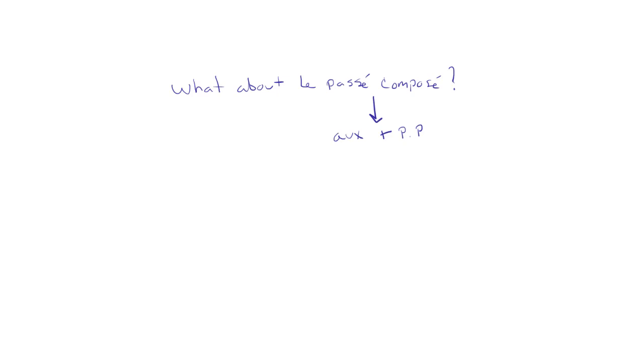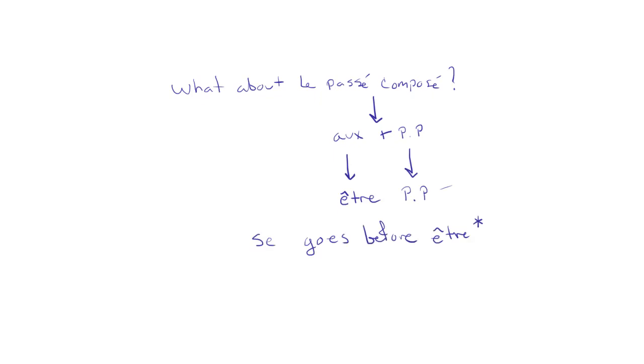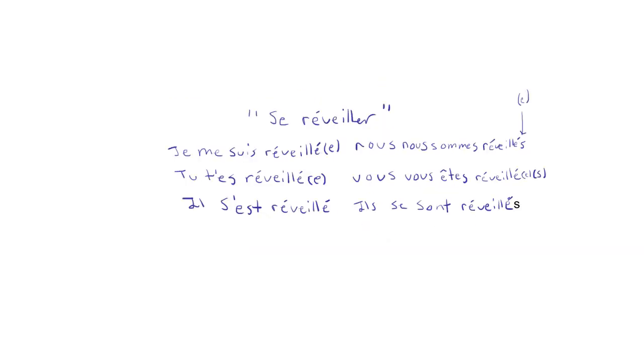In this case, all reflexive verbs, if it uses se in any which way, shape, or form, it's going to be être, and the past participle is just a past participle. So it goes after être. So, for example, se réveiller in the passé composé is je me suis réveillé, tu t'es réveillé, il s'est réveillé, nous nous sommes réveillés, vous vous êtes réveillés, ils se sont réveillés.